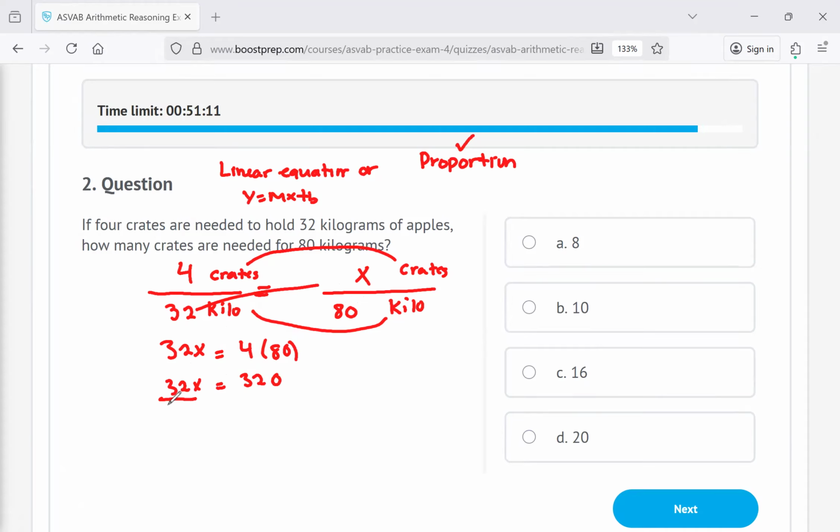We solve for X by dividing both sides by 32, so this cancels. And then what's 320 divided by 32? I think it's 10, but you can do the box if you forget. So 320, 32, put a 1 here, bring down the 0, you have 10. So it would require 10 crates for 80 kilograms. Okay, not too bad, right?